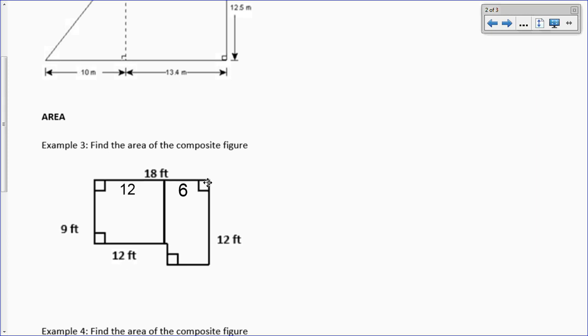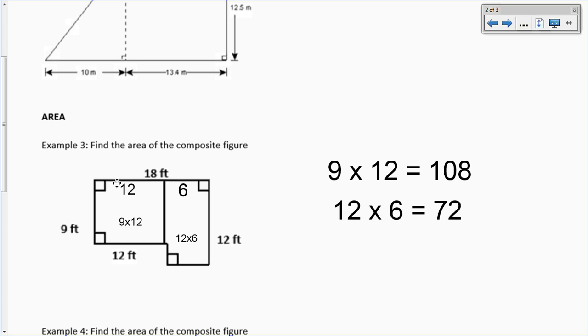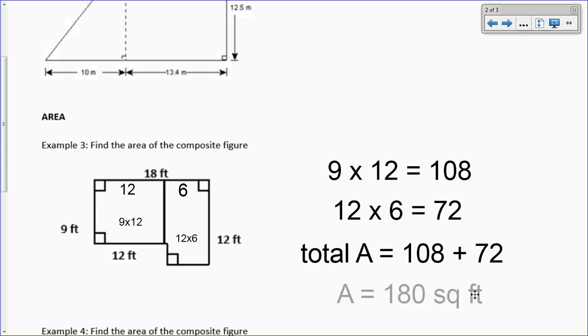So I'm just doing length times width, 9 times 12 for this rectangle, which gives me 108. And for this one, I have to use this side that I just found was 6, so length times width, 12 times 6, which gives me 72. So for the area of the entire thing, I just add these two numbers together. The total area is 108 plus 72, so the total area is 180 square feet. Okay? So just find the area of each shape, and then add them together.